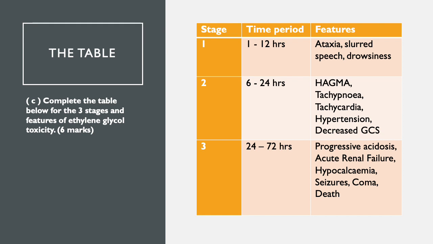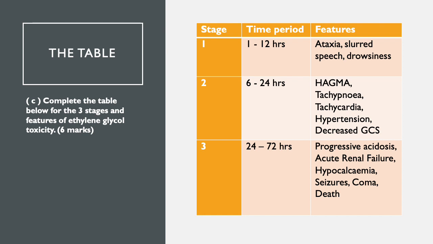The next part was a table. The idea was to complete the table for the 3 stages of ethylene glycol toxicity. You'll find this table in most of your resources, so it's an important question for me to ask. The initial few hours is pretty much how you would see someone who's drunk: ataxia, slurred speech, and drowsiness. Drowsiness doesn't mean decreased GCS in those features, but I accepted that as someone did comment on that, which is fine.